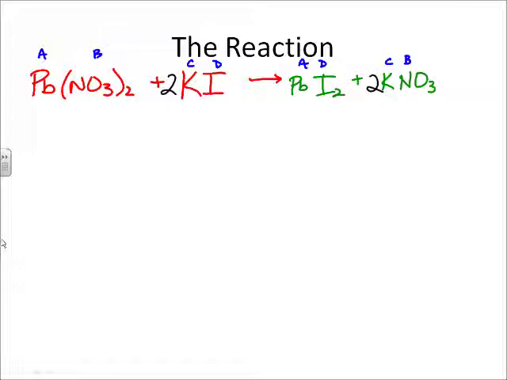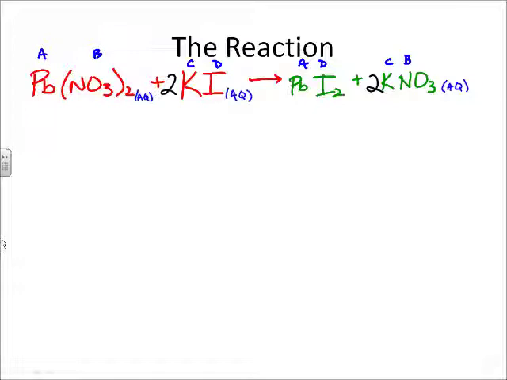Within this reaction, as part of our procedure, the potassium iodide we're going to dissolve in water. So that means it's going to be in aqueous state. Lead nitrate, we're also going to add to the water, so that will be aqueous. And then the potassium nitrate that we get out of the end is also aqueous. That means that these things are dissolved in water. They're like a saltwater solution.